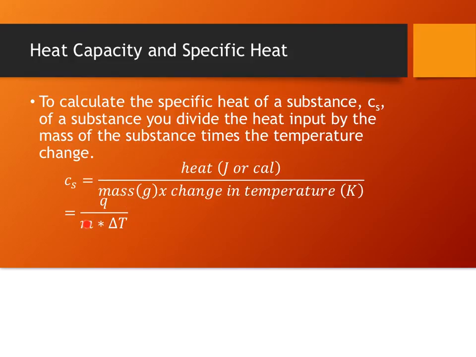Our mass is typically represented by an M, and our change in temperature, we'll talk about in a bit, is represented by a delta, that little triangle thing, T. Delta is actually a Greek letter. Congratulations, you know a different language now, or at least one letter of it. But nonetheless, our specific heat capacity is our heat divided by our mass times our temperature change.